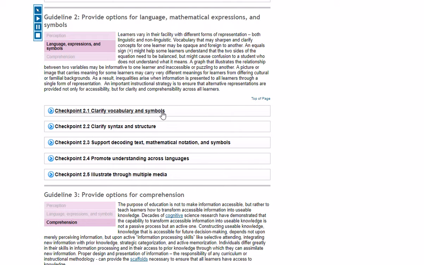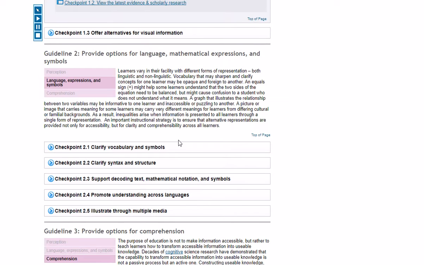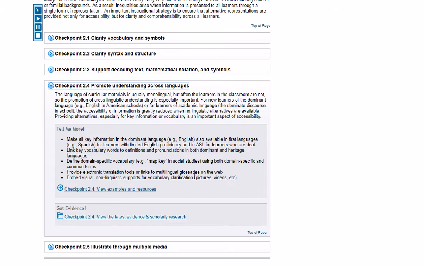So we need to clarify the vocabulary and the symbols, the syntax and structure, support decoding text, so promoting understanding across languages. So this could just be, we have more and more people attending Sam Houston from international backgrounds where words may mean different things. So it requires us to become slightly more global in how we teach, so that our education that we're providing to our students has more value to our students who are entering a global society.